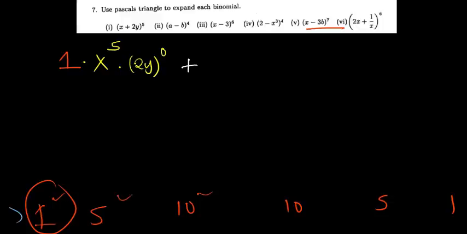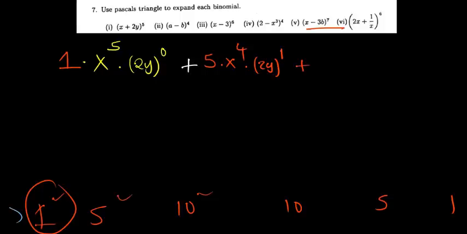1, that's the first coefficient, multiplied by, let's take x to be the maximum power. So we'll start with x raised to the power 5, and then the other one will start from the power 0, and we'll continue like that. So ideally, this is what should be happening. So plus the next one, the next coefficient is what? 5. And then x will now be to the power 4, 2y will now be to the power 1.